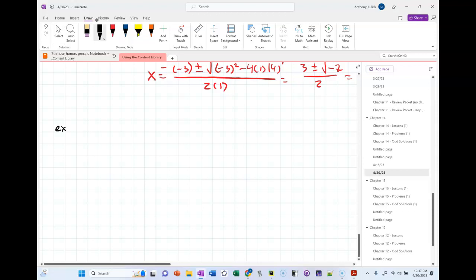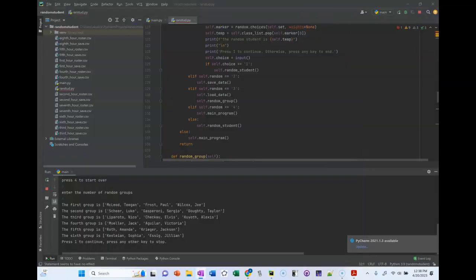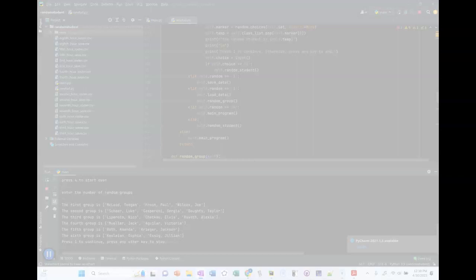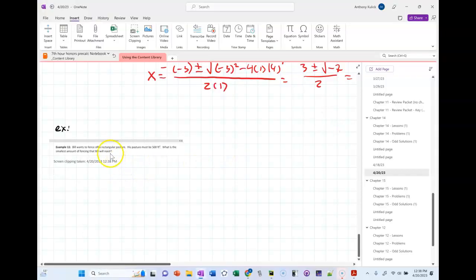I got one more example, but it's a story problem, and I don't want to write it down, so I'm just going to screen grab it and drop it in here. Bloop.